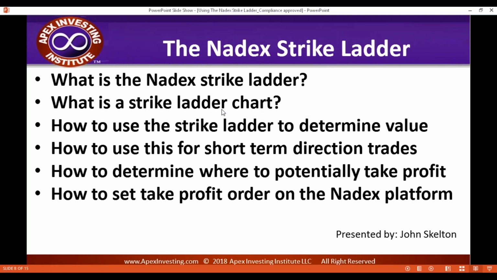So what is the Nadex Strike Ladder? What is a strike ladder chart? How do we use it? How does it help us determine some short-term directional moves and where we can potentially take profit?